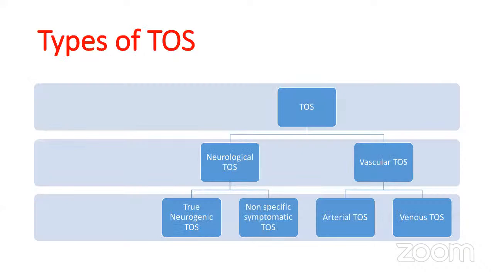Now, further types of TOS. There are two types of TOS mainly. First one is neurological TOS and second one is vascular TOS. In neurological TOS, there are again two: neurogenic TOS and non-specific symptomatic TOS. Then in vascular TOS, there are again two types: arterial TOS and venous TOS. Okay, let's see further.